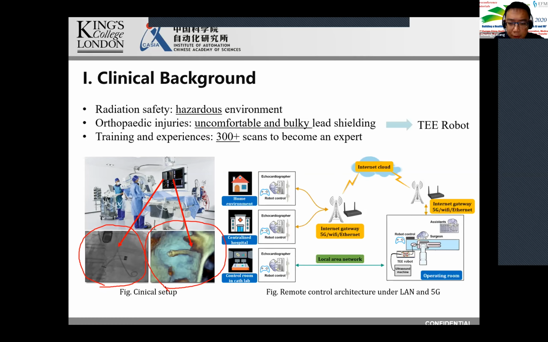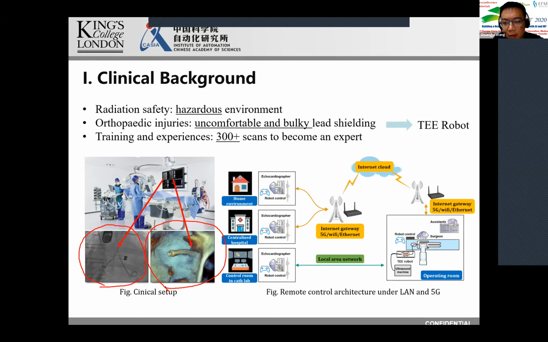However, because of the combined use of the two devices, the operators are exposed to radiation, which means they are working in a hazardous environment. Because of that, they need to wear protection lead, which is very uncomfortable and bulky. We also noticed that in order to become an expert, you need to do lots of scanning and practice.